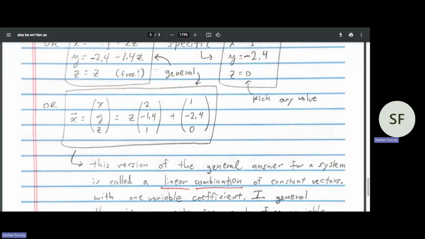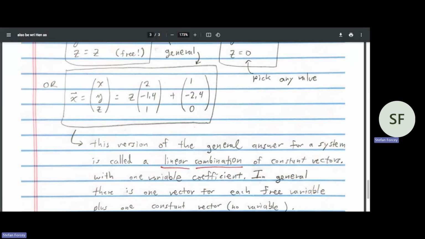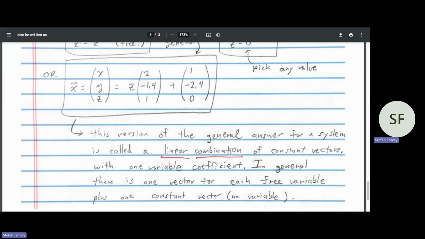Now, this version of the general answer for a system is called a linear combination of constant vectors. It has one variable, that was the z coefficient, but in general you could have one variable and a vector for each free variable, plus that one final constant vector with no variable.